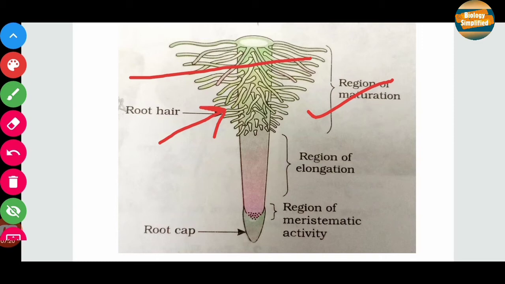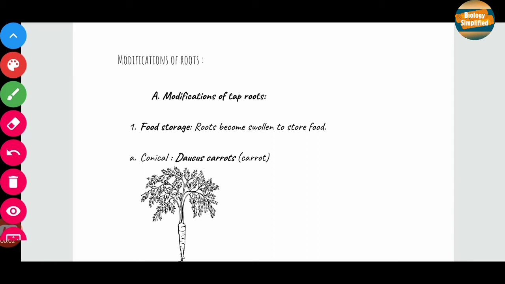So these were the regions of the root. Next we'll start with the modifications of roots. In this we'll see how the roots are modified, or how the roots have specialized or changed themselves for certain purposes. We know the main function of roots is absorption of water and minerals, but sometimes in some cases roots have changed themselves for some other purposes. So we are going to see those modifications and those changes in the roots which serve those particular purposes.